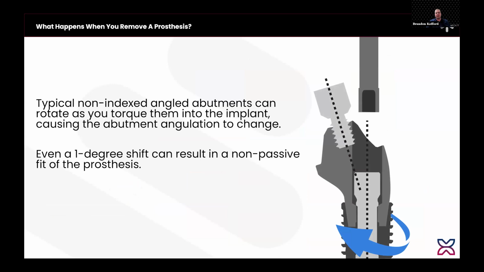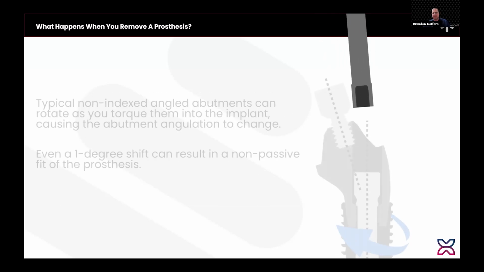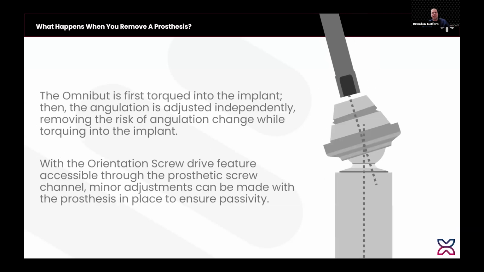All right, so here's what I was talking about with those non-indexed abutments. The abutment screw is in line with the implant. And so if you use the prosthesis to position the multi-unit abutment, you have to remove the prosthesis in order to tighten that screw. And in doing that, the screw is going to move the abutment. Even 1 degree will make it so it's not passive. So it's impossible to reorient this type of a non-indexed multi-unit abutment for the prosthesis. But the Omnibut is different.